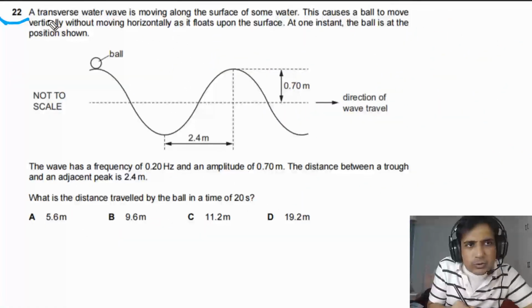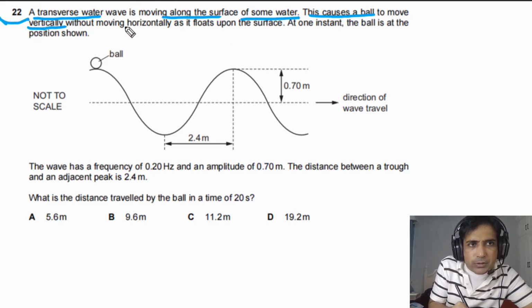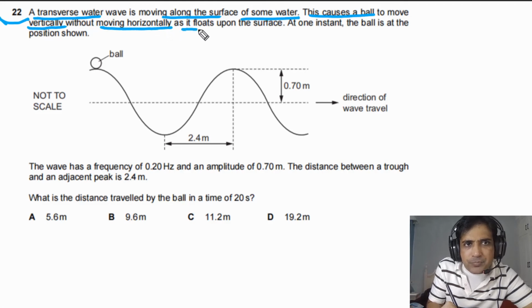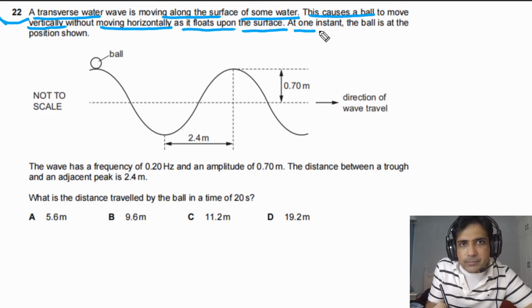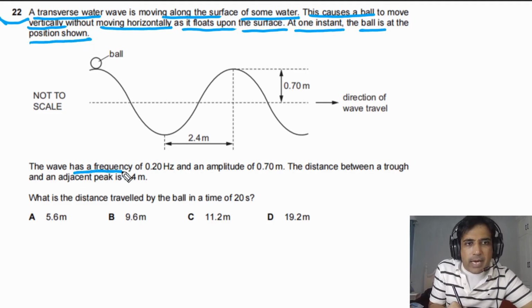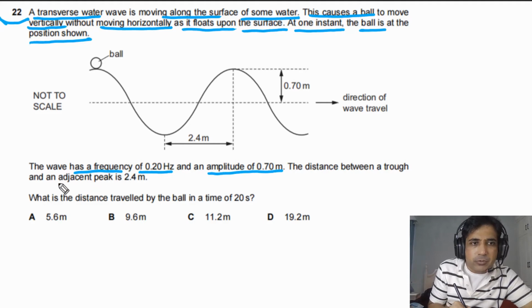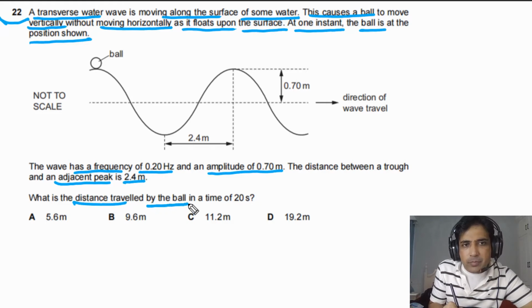For question number 22, it is given that a transverse water wave is moving along the surface of some water. This causes a ball to move vertically without moving horizontally as it floats upon the surface. At one instant, the ball is at the position shown in the figure. The wave has a frequency of 0.20 Hz and an amplitude of 0.70 meters. The distance between a trough and adjacent peak is 2.4 meters. We need to find the distance traveled by the ball in a time of 20 seconds.